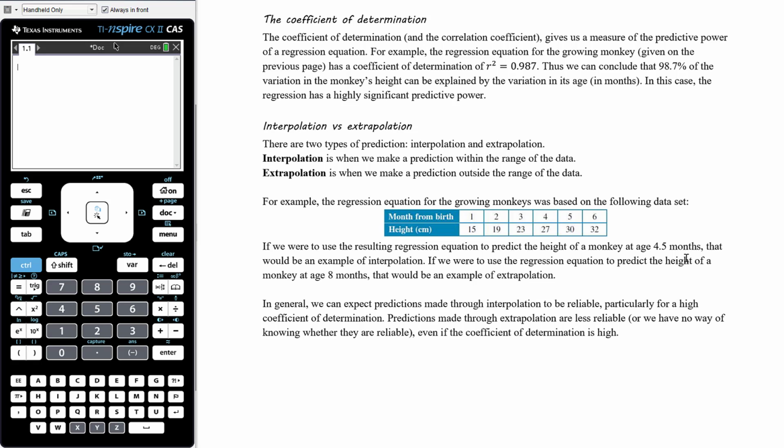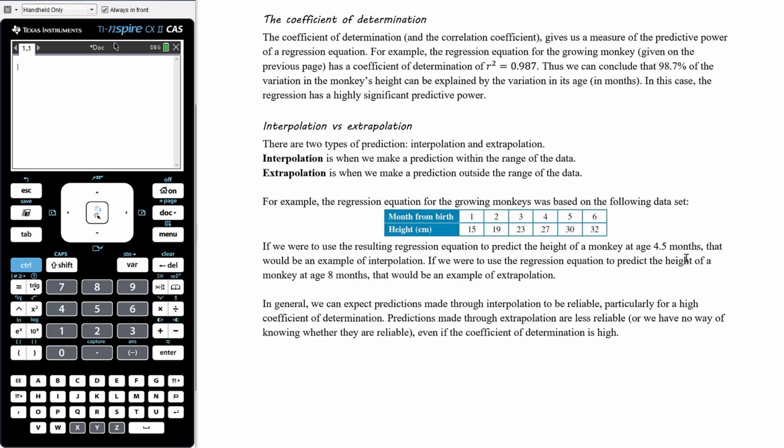Okay, so we can see that this data is based on actual measured heights from 1 to 6 months of age. So if we make a prediction for the height of a monkey at 2.5 months, that's an interpolation. That's within this range of data. If I wanted to use this model to make a prediction of the height of the monkey after 3 years, so 36 months, that would be an extrapolation. And it's a long way away from this particular data set on which we're basing our regression equation, and therefore we would have to be a bit skeptical about the accuracy of that prediction.